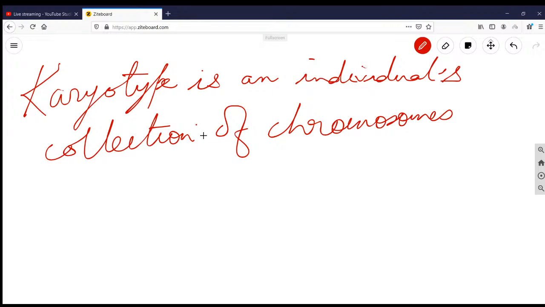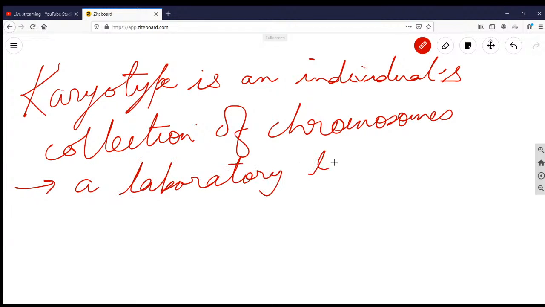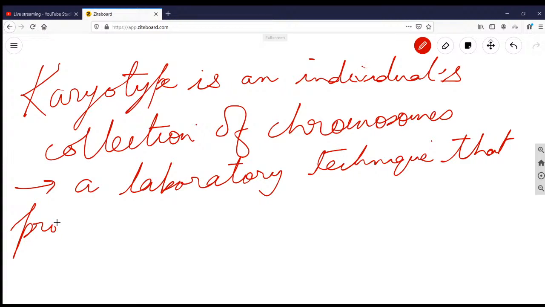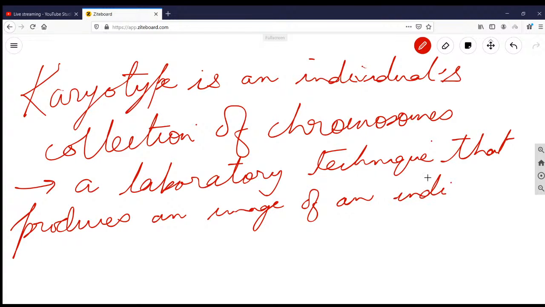It's also a laboratory technique which produces an image of an individual's chromosomes.